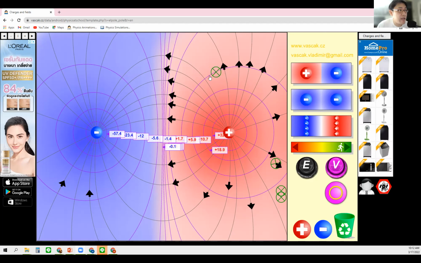See that? Every time that these two lines cross, the purple one is the constant potential line, the contour line, and the black line is the electric field line. They always cut in a perpendicular fashion all the time. Okay, so that's the relationship between these two. Okay, cool.